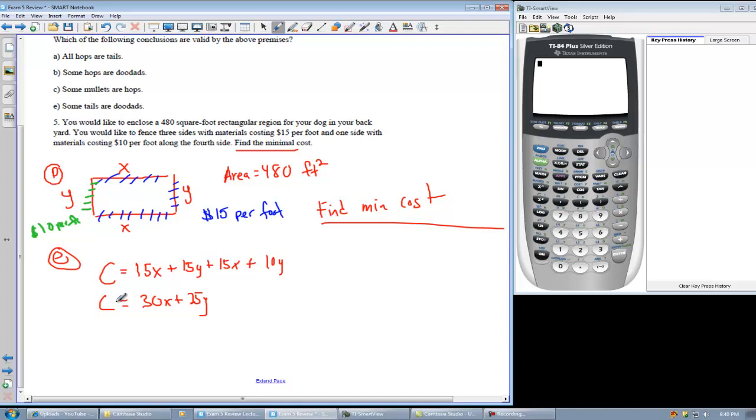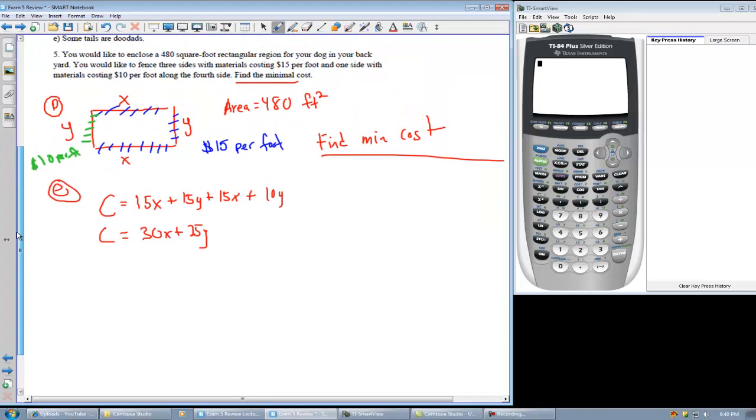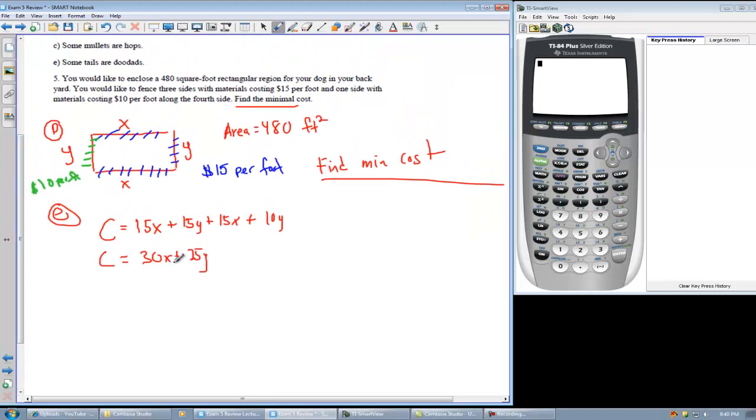All right, so now what I would like to do is graph the right side, just graph the cost function and find the minimum or maximum. So it should go down and go up. But the problem is I have not one letter but two. So I have to get rid of one, and that's where this number 480 will come into play. So 480 is equal to area, so it's X times Y, and I can solve this for Y, right? Y is equal to 480 divided by X.